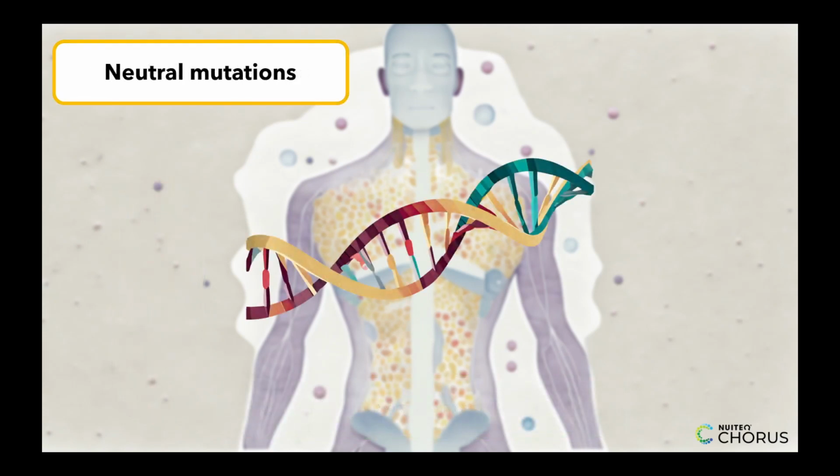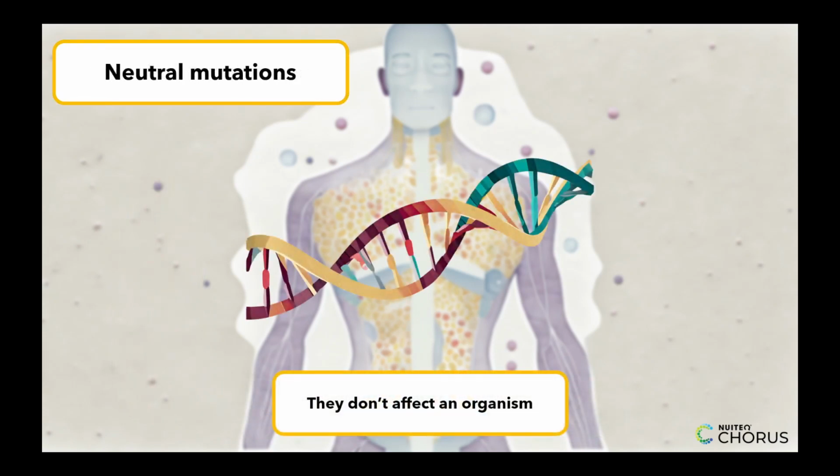Finally, some mutations are neutral, meaning they don't have any effect on the organism. These mutations can happen in parts of the gene that don't actually code for the protein, or they can be changes in the code that don't actually change the protein itself.